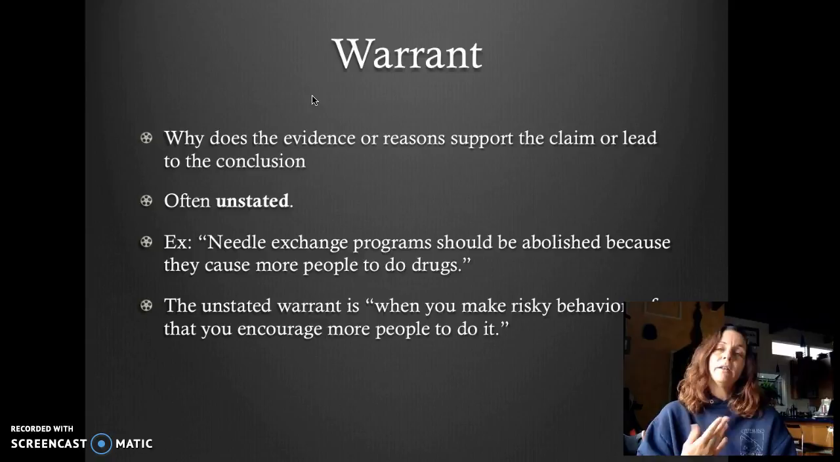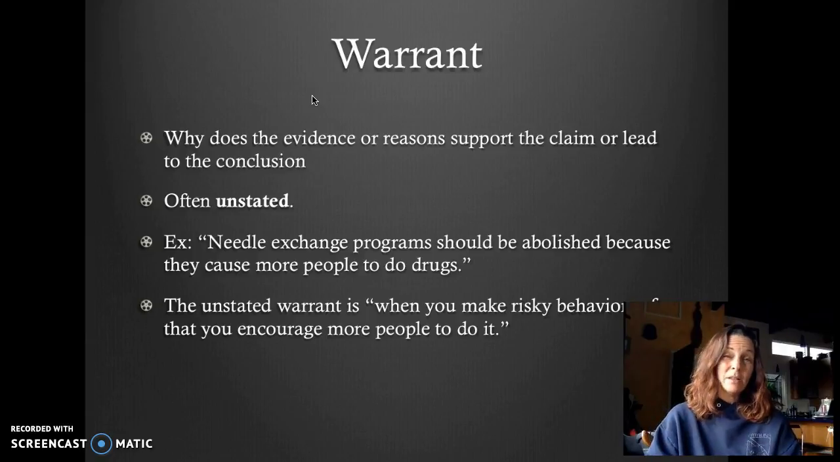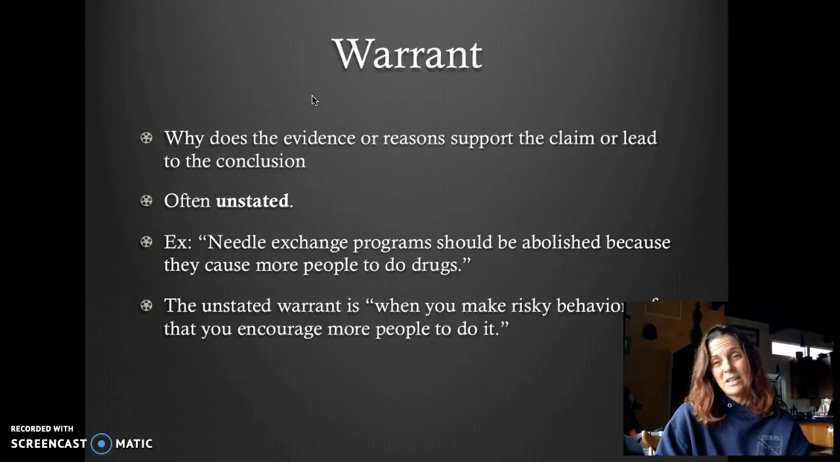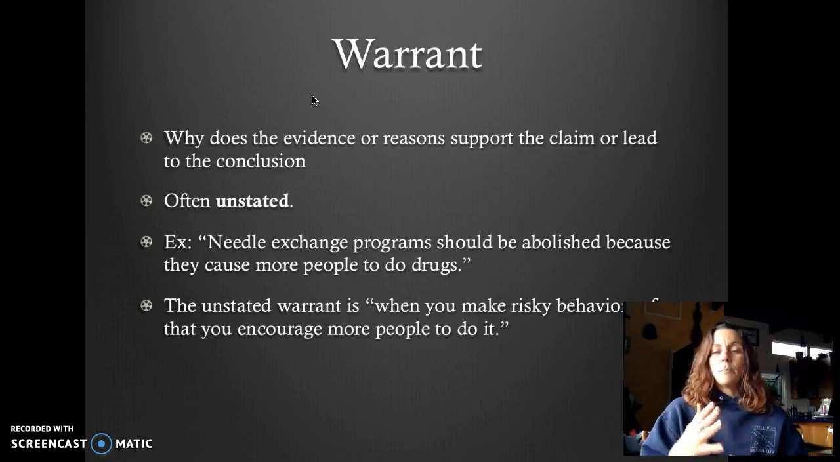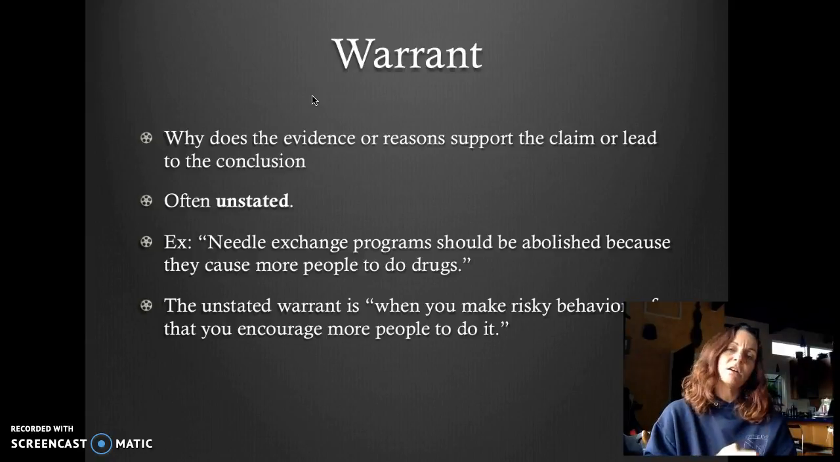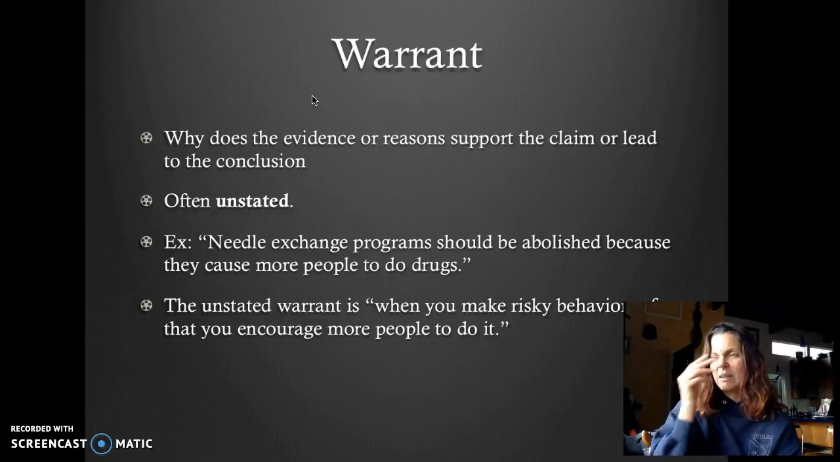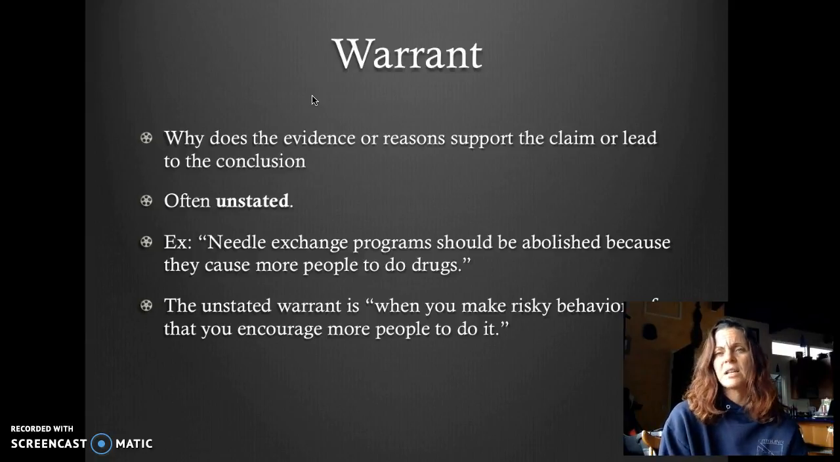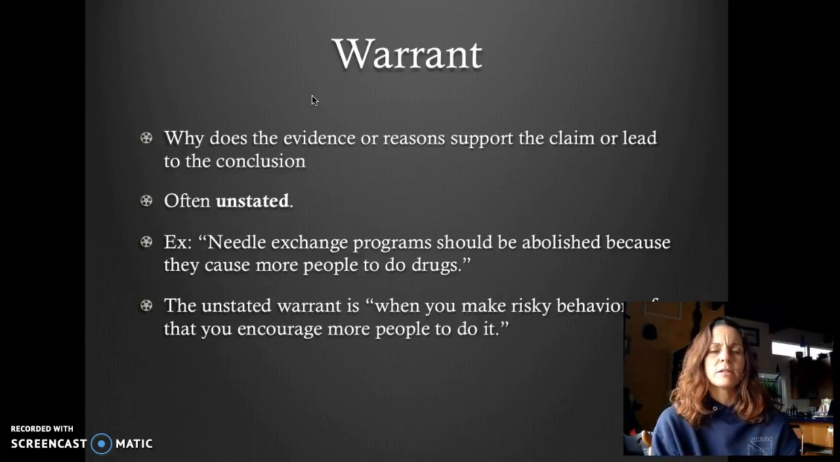And so one of the community efforts is to do a needle exchange program, getting people to exchange their needles for clean ones. So even though they're still using, they might not contract things like HIV and spread it. It's a community health concern. But people sometimes say, look, needle exchange programs should be abolished because they cause more people to do drugs. It's a similar argument to high schools should not provide condoms because they're encouraging kids to have sex. I mean, there are similar sorts of arguments there.